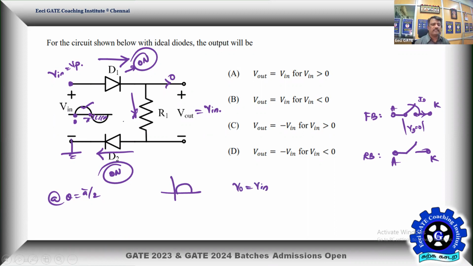During the negative half cycle, V in is going to become negative. D1 will become reverse biased. Therefore, the reverse current won't exist, and simply V out is equal to 0. So the point is this: V out is equal to V in only during the positive half cycle.